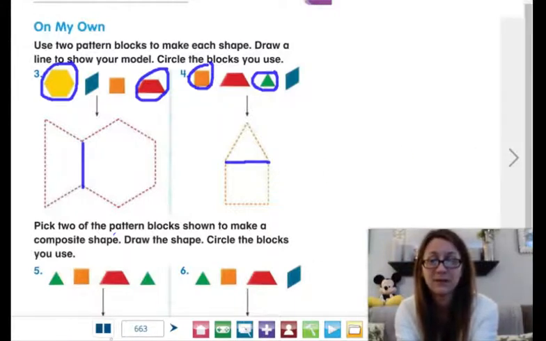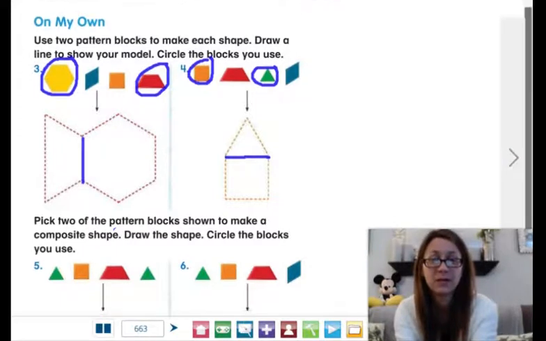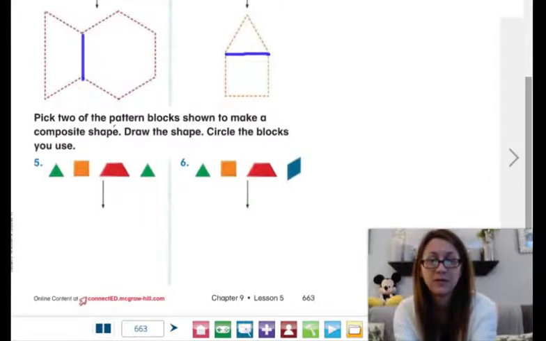All right, now's the fun part. Making your own composite shape. So I'm going to choose 2 shapes here. I am going to choose the 2 triangles. And I'm going to draw my composite shape down here as best as I can. Remember, your lines don't have to be perfect.